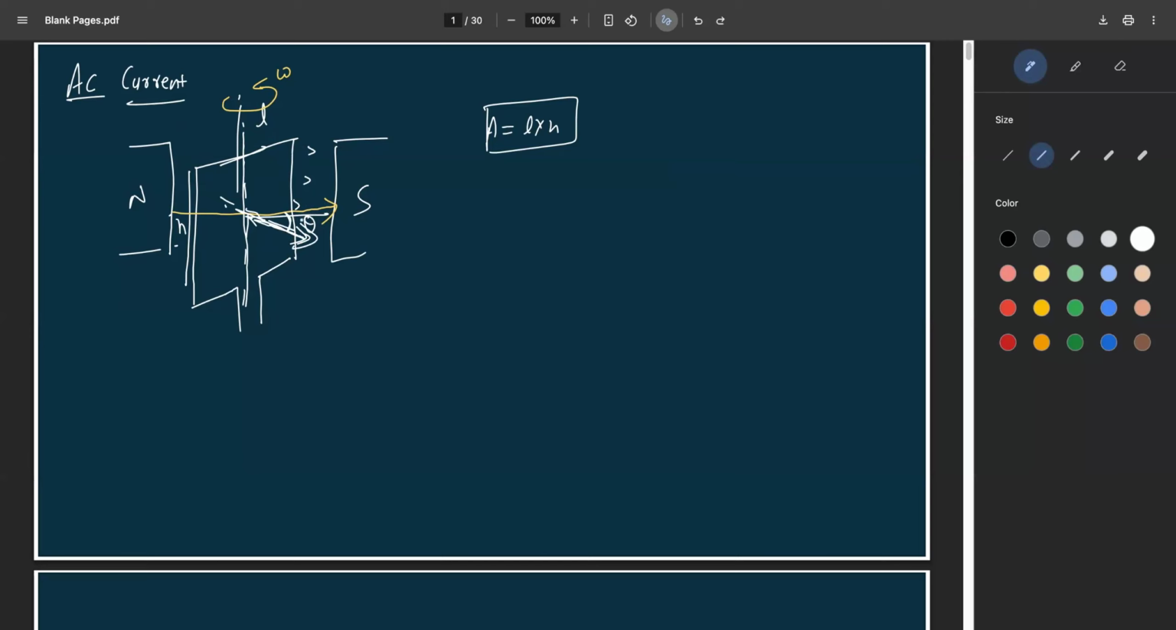So can I simply say what this theta is? You know that omega is nothing but dθ/dt, right? Understood? So can I say this theta is nothing but omega times t? Can I say this theta?